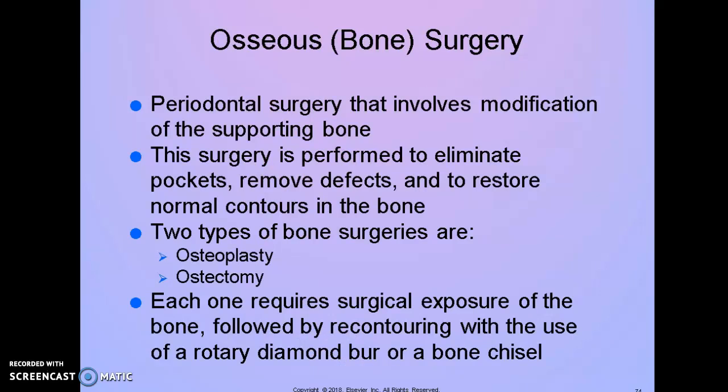Osseous or bone surgery is a surgery that involves a modification of the supporting bone. This surgery is performed to eliminate pockets, to remove defects in the bone, and to also restore normal contours in the bone. There are two types of surgeries. One is osteoplasty, and the other is osteectomy. Each one requires surgical exposure of the bone, followed by recontouring with the use of rotary diamonds or a bone chisel.